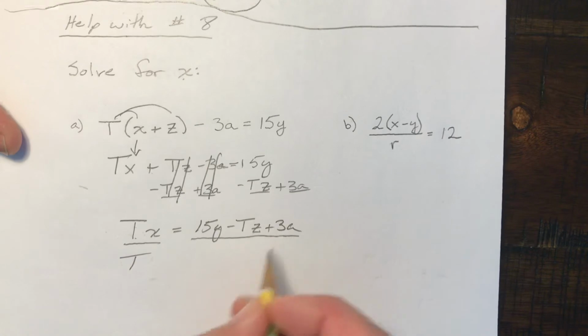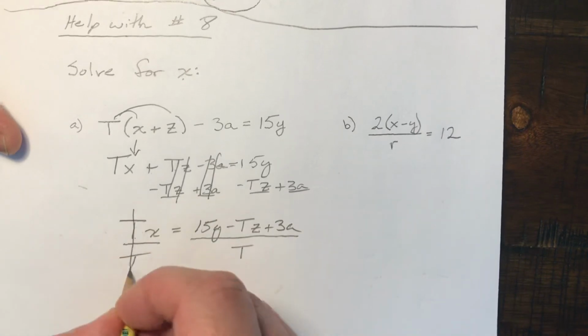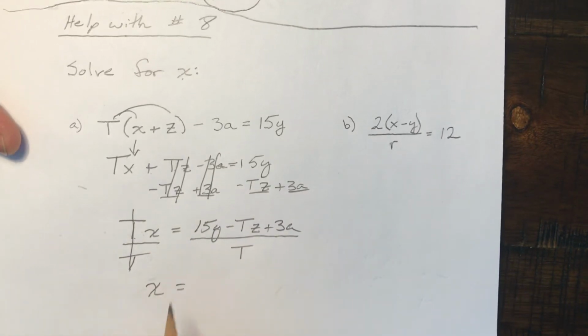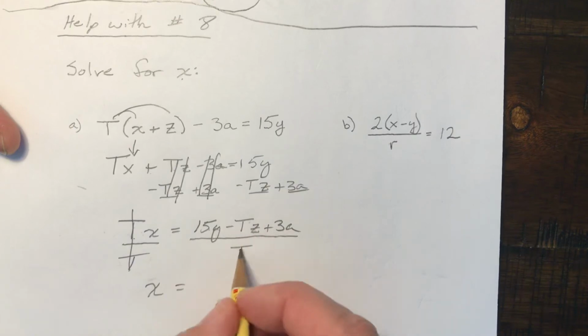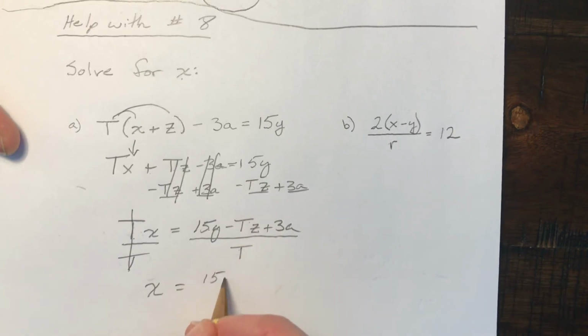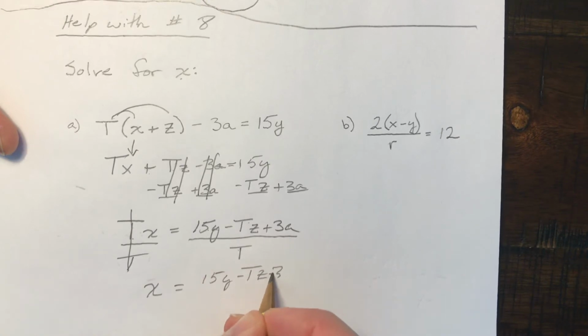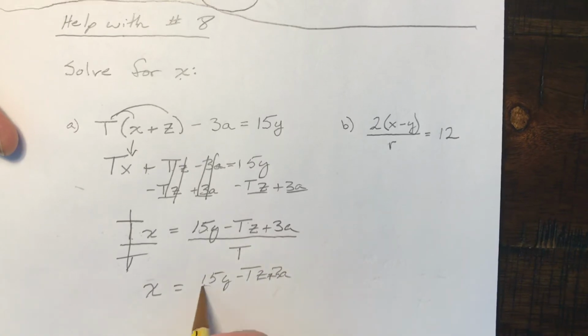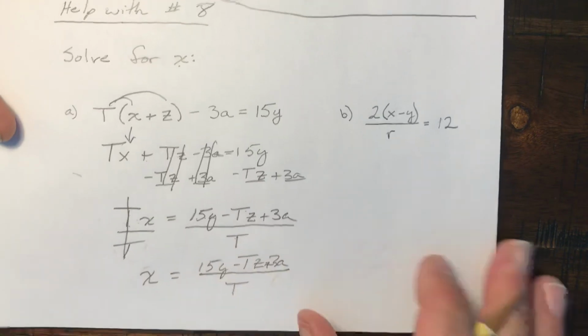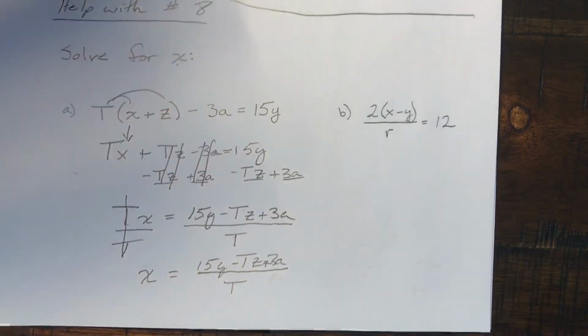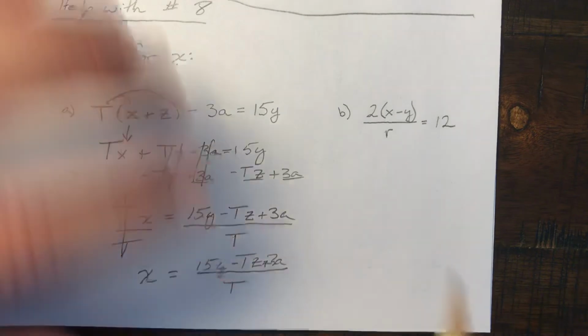And you can say x is equal to, and if you want to, you can split them all up, or you could just write 15y minus tz plus 3a. I'm getting a little messy there. All over t. All right.